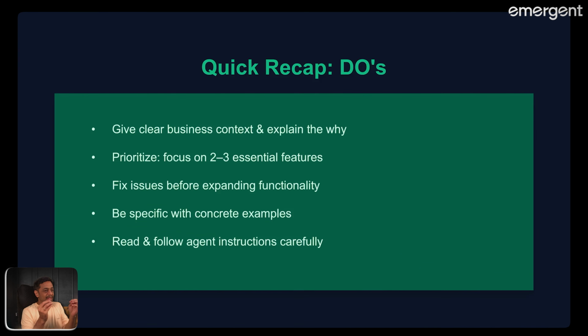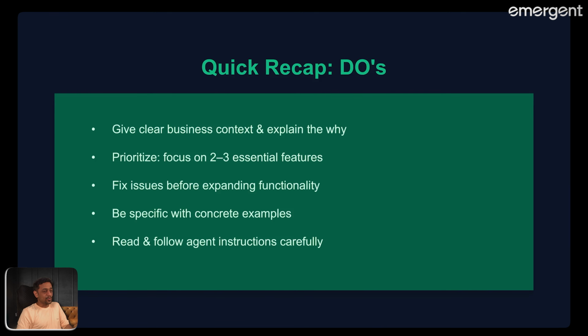So let's quickly recap. What are the do's? Give clear business context and explain the why. Prioritize, which is focus on 2 to 3 essential features. Fix issues before expanding functionality. Be specific with concrete examples. Read and follow agent instructions carefully.